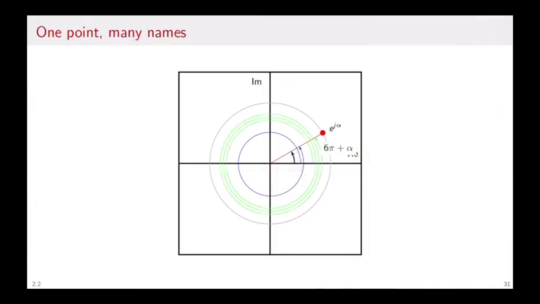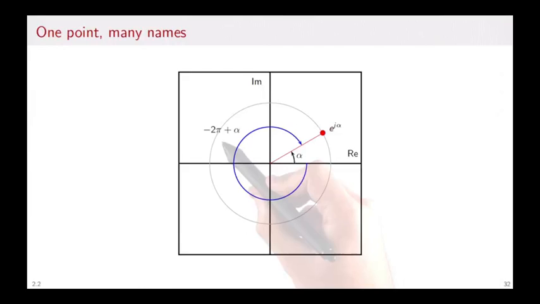Or I could have gone alpha plus 6 pi, or any multiple of 2 pi. I could also have said that the angle was actually a negative angle of alpha minus 2 pi, and this will give me the exact same point, e to the j alpha. So the question is, how fast can we go?